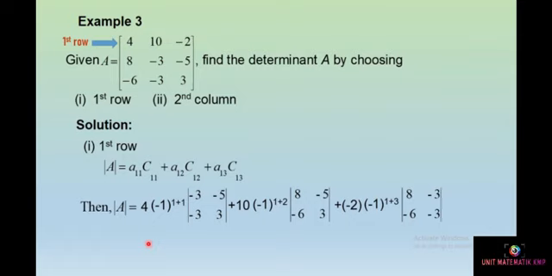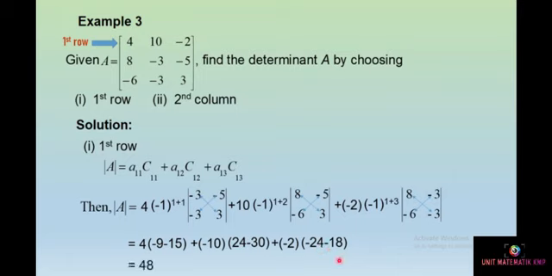And then simplify the cofactor expansion. So we have 4, then by using AD minus BC, we have negative 9 minus 15, plus negative 10 times 24 minus 30, then plus negative 2 times negative 24 minus 18, and the answer for determinant A is 48.